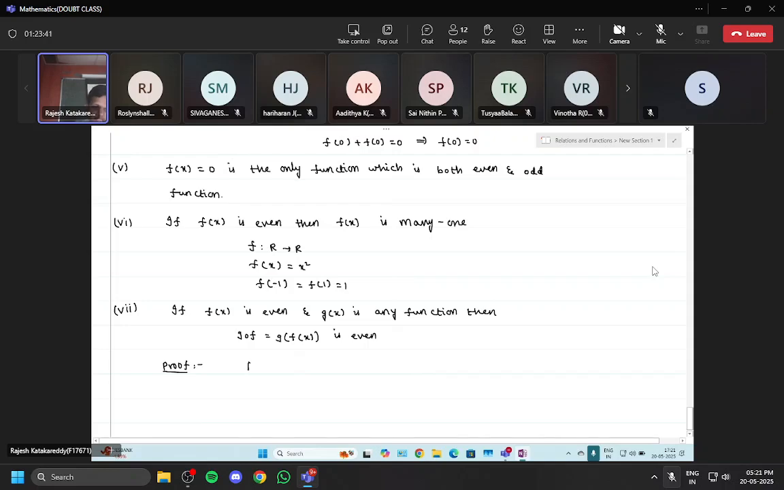Since f is an even function, f of minus x is equal to f of x. This is equation number 1. Now replacing x with minus x in g of f of x, g of f of minus x will be equal to, from equation 1, f of minus x becomes f of x. Clear? So what I proved here is that a function h of minus x is equal to h of x. This implies that the function is an even function.